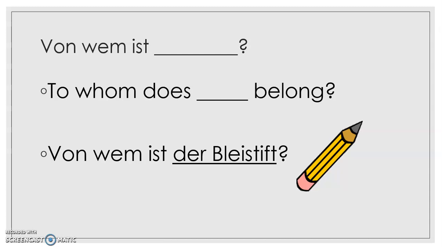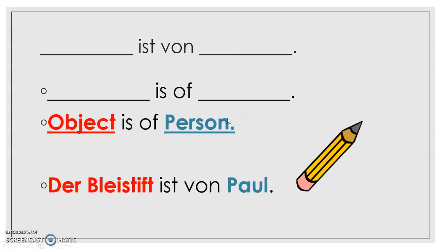So in our example, let's say we're trying to find out who this pencil belongs to. So "von wem ist der Bleistift?" So to whom does the pencil belong, or of whom is the pencil? Again, in that blank, we would put the object that we're trying to find its owner. And we need to be able to answer the question. We have two blanks in this answer. Before we had "von wem ist," the object of whom is this object. And now we want to say this object is of this person. So in German, we would say "blank ist von blank."